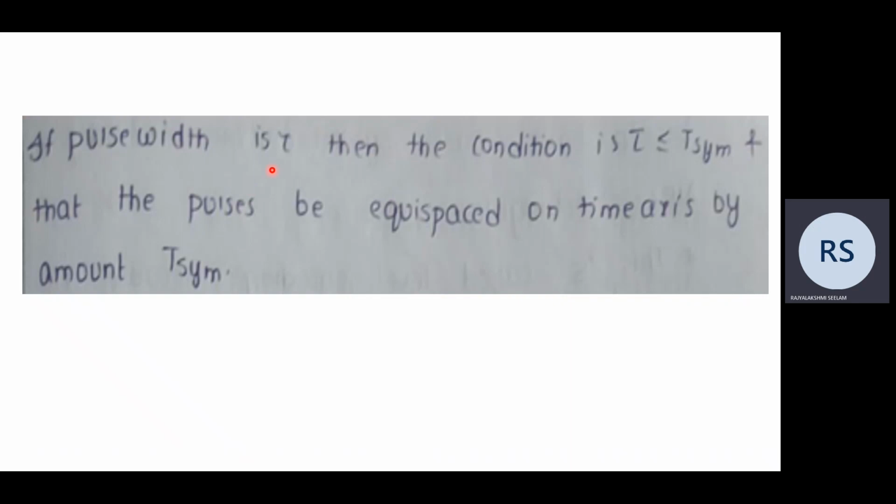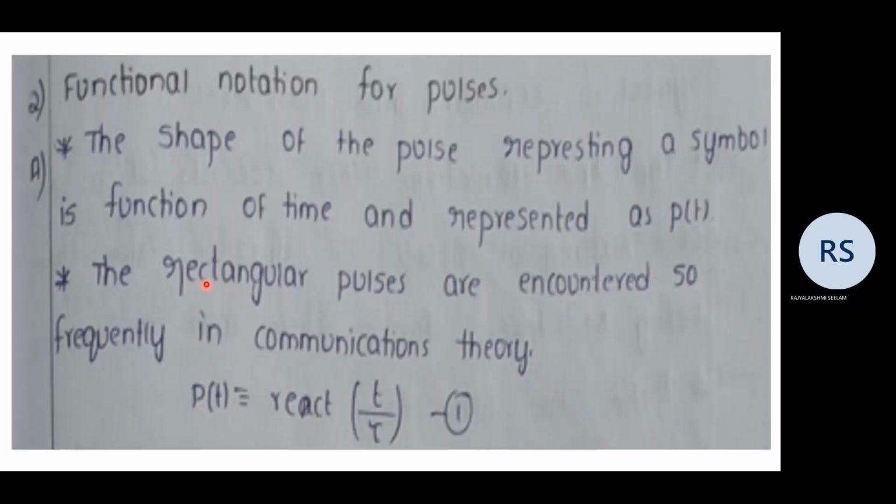If the pulse width is tau, then the condition is tau less than or equal to T_sym, and the pulses must be equispaced on the time axis by the amount T_sym. Next, functional notation for pulses. The shape of the pulse representing a symbol is a function of time and is represented as p of t.